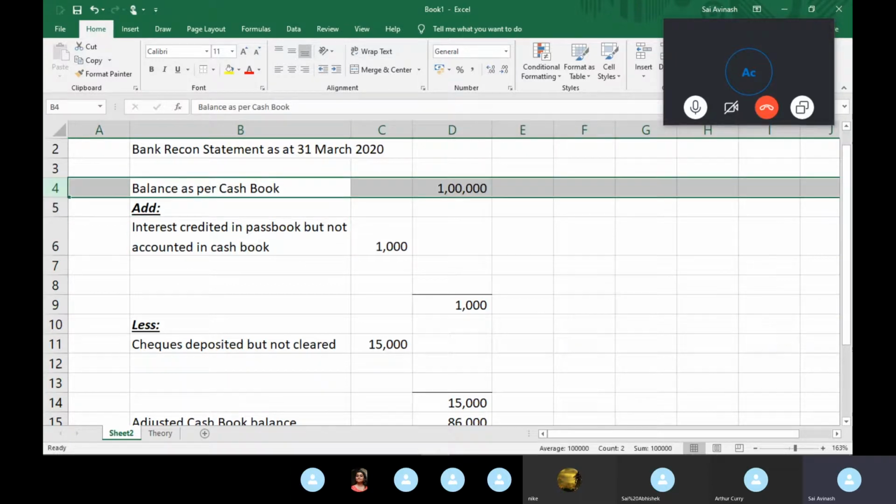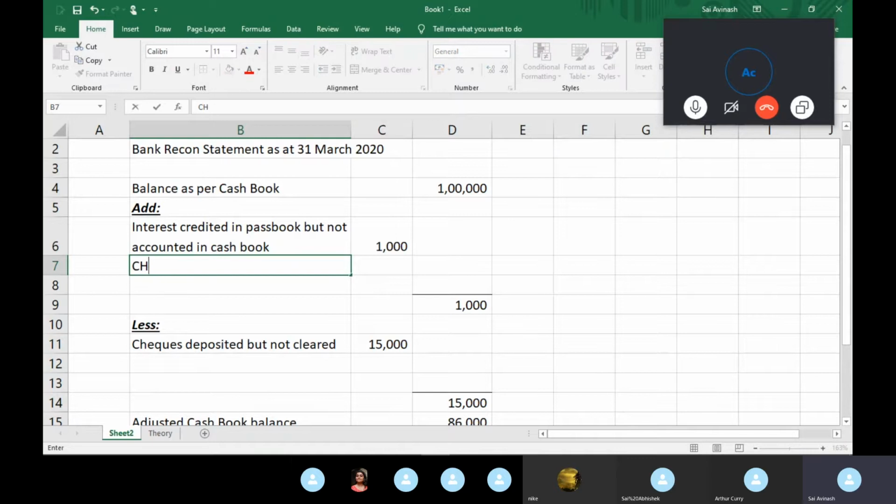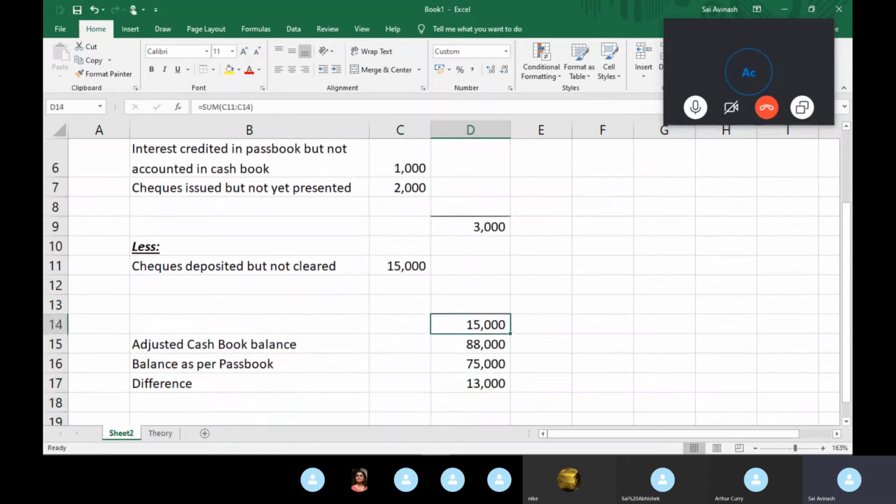So this would be a case where my cash balance is lower, which means I have to add something to it, right? So we go ahead and mention that type of stuff here. Checks issued, but not yet presented. So let's name that a nice 2,000 rupees. Okay. So now that's another 88,000. That's a difference of 88,000, which means 13,000 difference. So what are the other types?